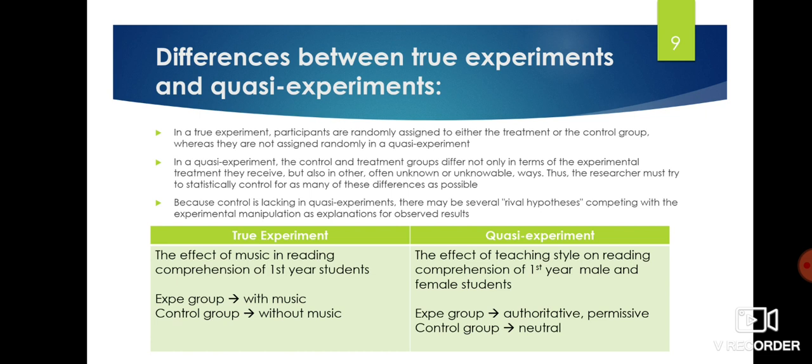Number 2, in a quasi-experiment, the control and treatment groups differ not only in terms of the experimental treatment they receive, but also in other, often unknown or unknowable ways. Thus, the researcher must try to statistically control for as many of these differences as possible.